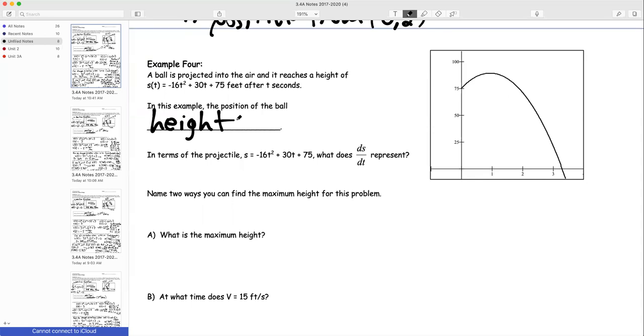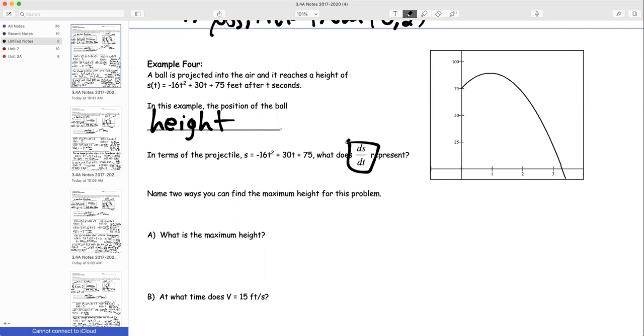In terms of the projectile, S equals negative 16t squared plus 30t plus 75. What does ds dt represent? You have not seen this notation yet. You will, and we will use it later. But what is ds dt? When in doubt, it's the derivative.